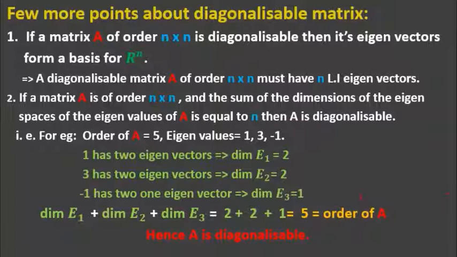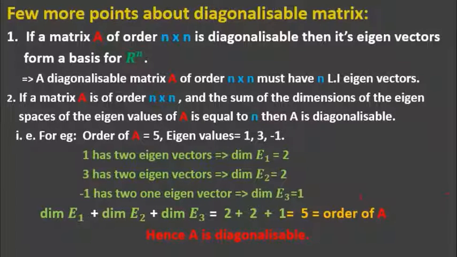Here, for example, I have taken the order of A equal to 5. The eigenvalues are 1, 3, minus 1. So though the order is 5, there are three eigenvalues. That means some eigenvalues must have been repeated. One has two eigenvectors, so it is repeated twice. What is the dimension of E1? It is equal to 2. Then 3 has two eigenvectors, dimension E2 is equal to 2, and minus 1 has one eigenvector, dimension E3 is equal to 1.